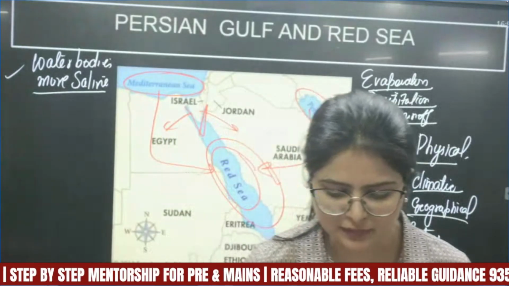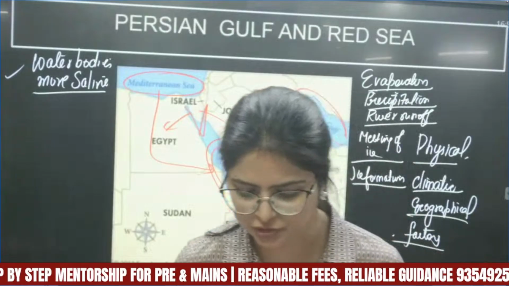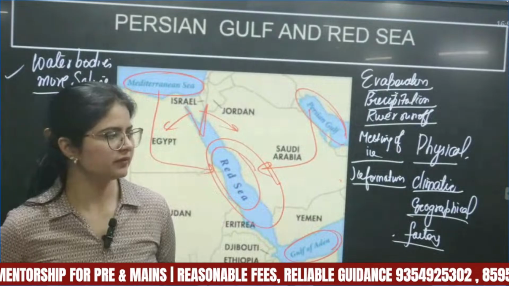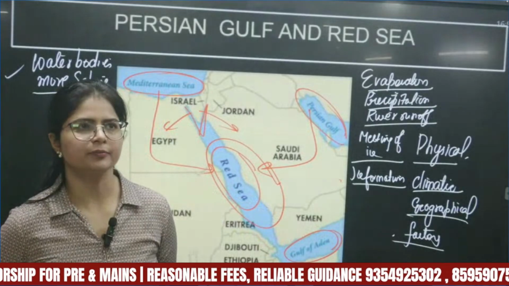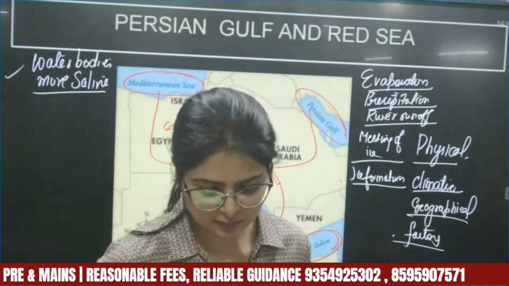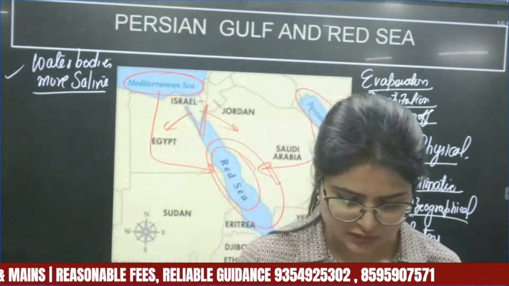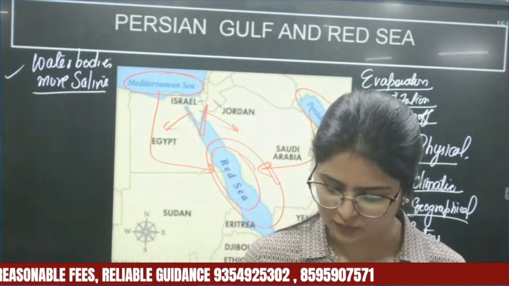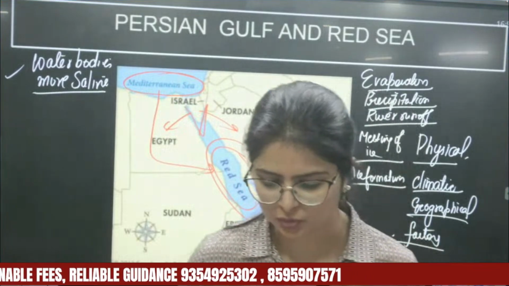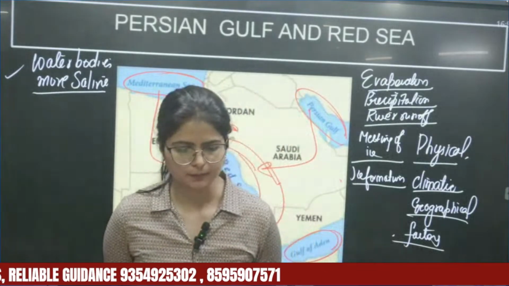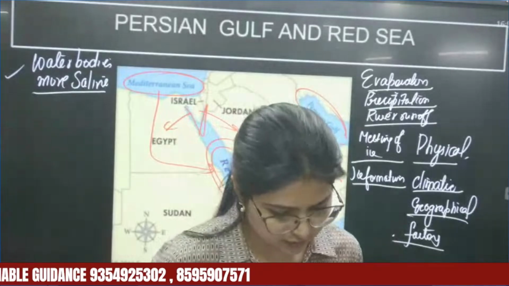For example, Red Sea and Persian Gulf. We have done the examples of Red Sea and Persian Gulf. I don't think that you would have any problem with respect to it. So write down, Red Sea and Persian Gulf have some of the highest salinity values in the world due to extreme evaporation.